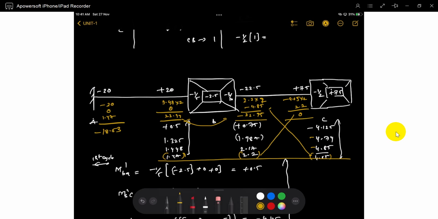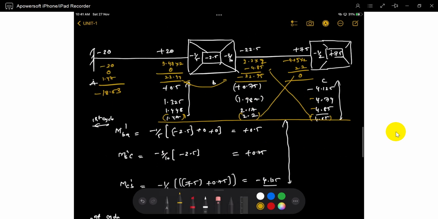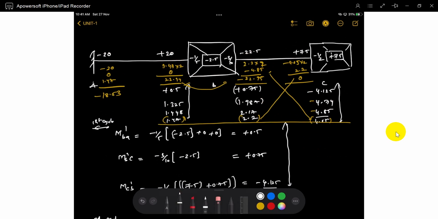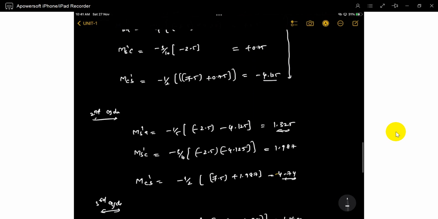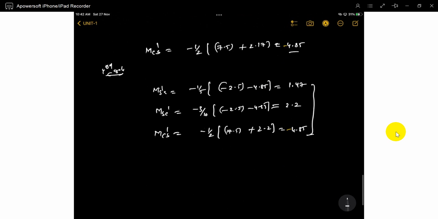But the same problem, by the moment distribution method, we reduce the kinematic indeterminacy, and also we reduce the iterations. We can easily do this problem. So I could do that only, but for your understanding I did this much length.